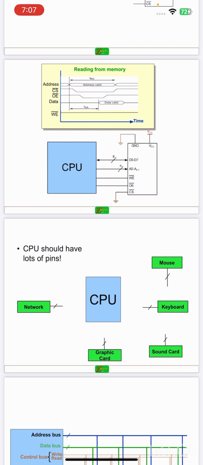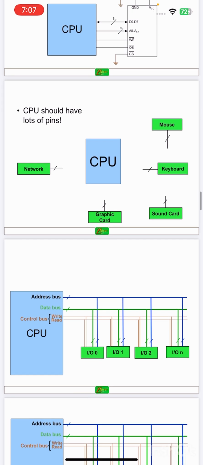Now, the CPU should have lots of pins. Why should the CPU have a lot of pins? Because it needs to connect all the different devices at once, like mouse, keyboard, sound card, graphics card, and network.